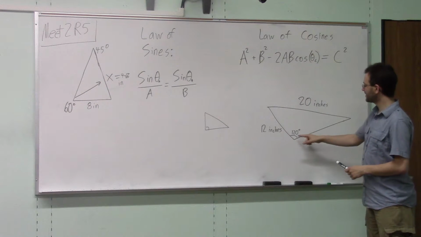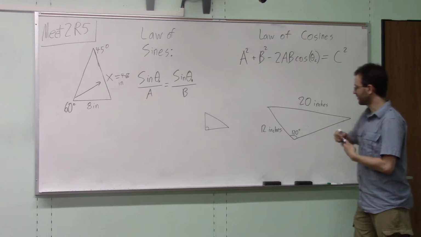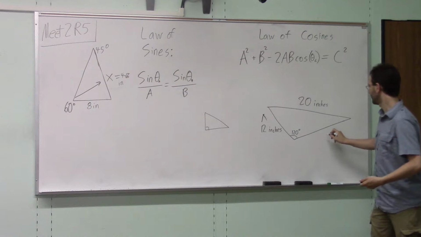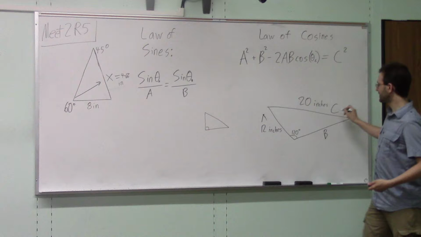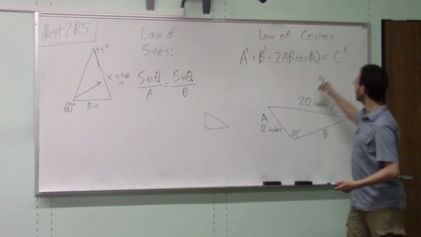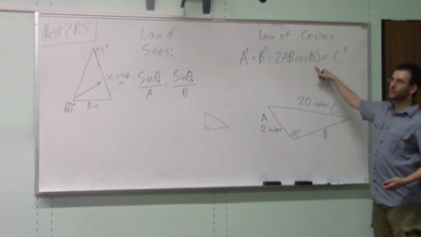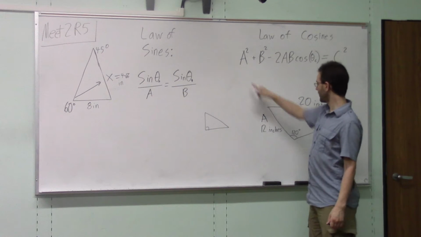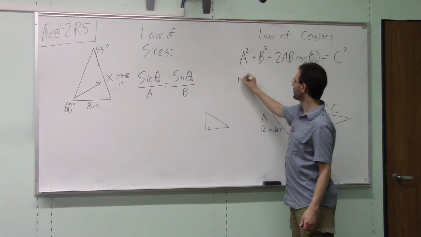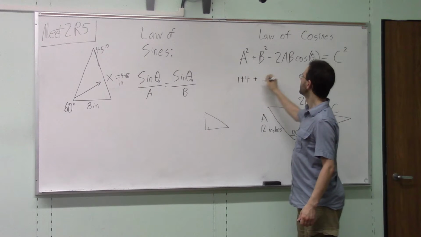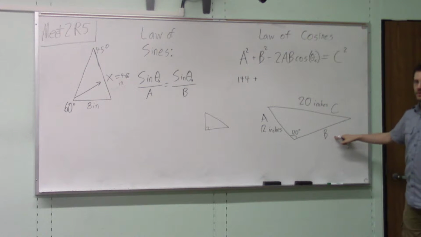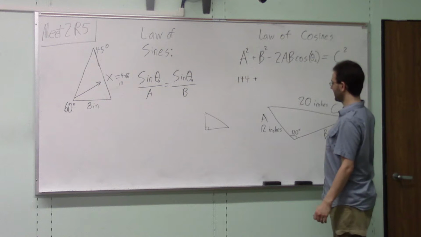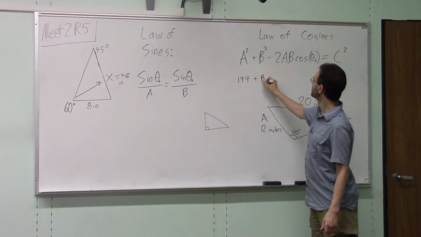I will declare this to be the angle opposite C. This will be A, B, and C, because the angle opposite C is what goes into cosine. So, A squared, 12 squared is 144. B squared, that's what we are going to figure out. We're going to figure out the length of this side.